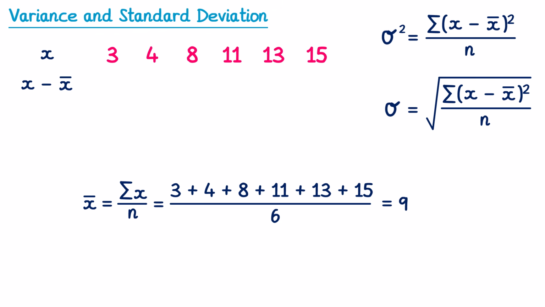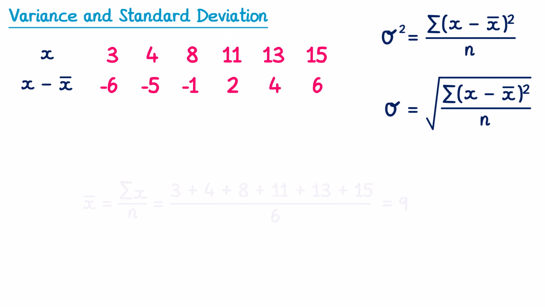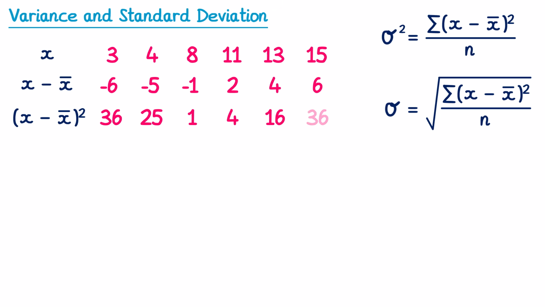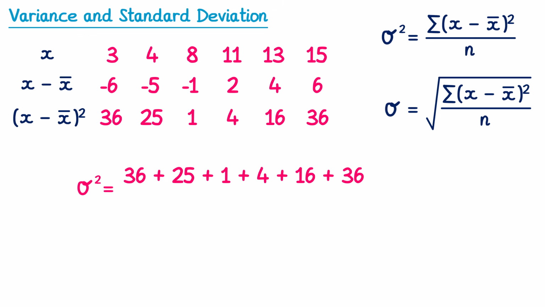So we need to subtract 9 from each of the data values. So 3 subtract 9, which is negative 6, 4 subtract 9, 8 subtract 9, 11 subtract 9, 13 subtract 9, and 15 subtract 9. Now that we have each of these values, we need to square them. So x minus x bar all squared. Negative 6 squared, negative 5 squared, negative 1 squared, 2 squared, 4 squared, and 6 squared. Then to work out the variance, sigma squared, we add up all of the x minus x bar all squared values, and then divide this by how many there are, which is n, which is 6.